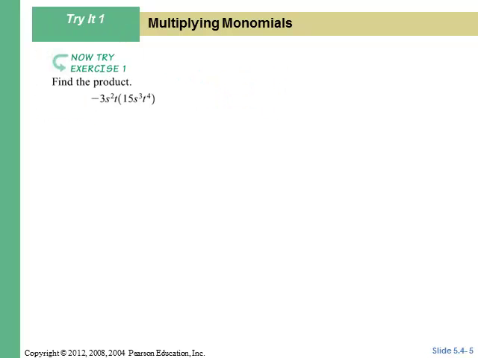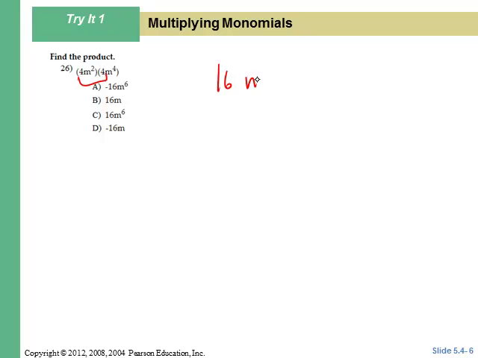Same thing here. Negative 3 times 15 is negative 45. S squared times s is s to the fifth. And t times t to the fourth is t to the fifth. Same thing here. 4 times 4 is 16. M to the second times m to the fourth is m to the sixth.